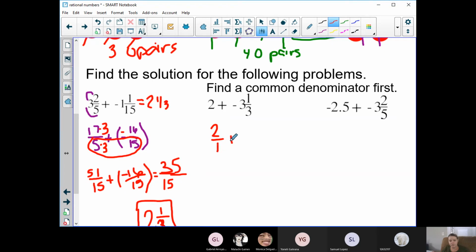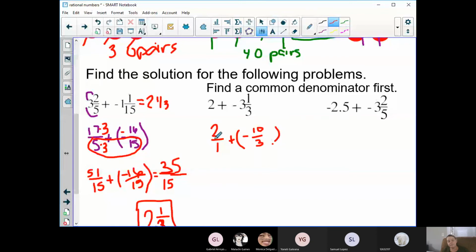Two over 1 plus negative 3 is 1/3. Okay. Oh, you know what I didn't do? I didn't change this into an improper fraction. All right, so 3 times negative 3 would be negative 9, negative 10/3.